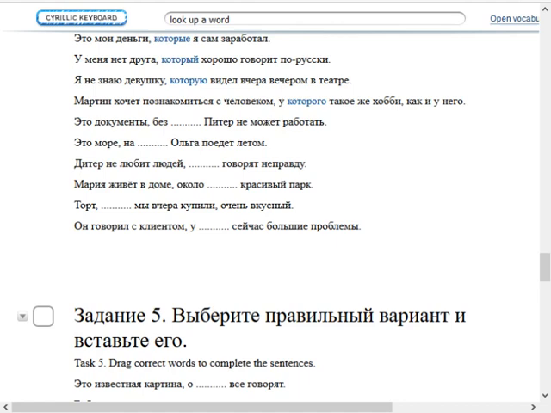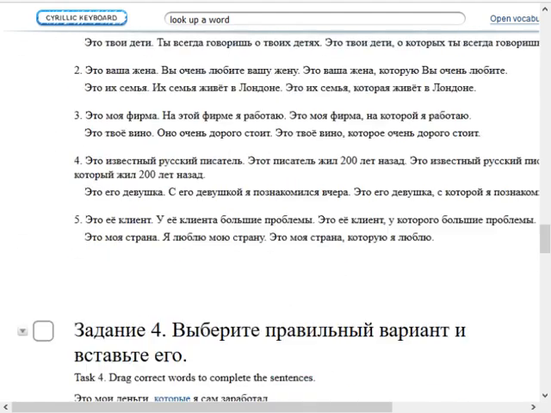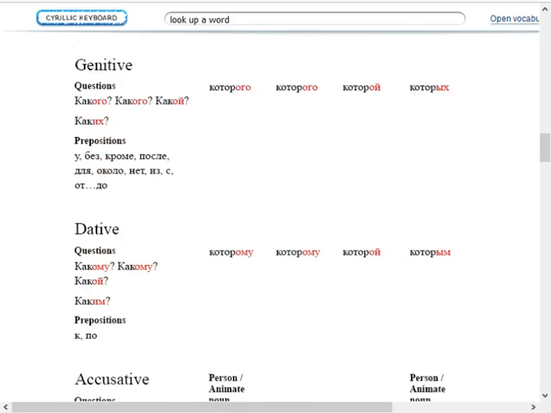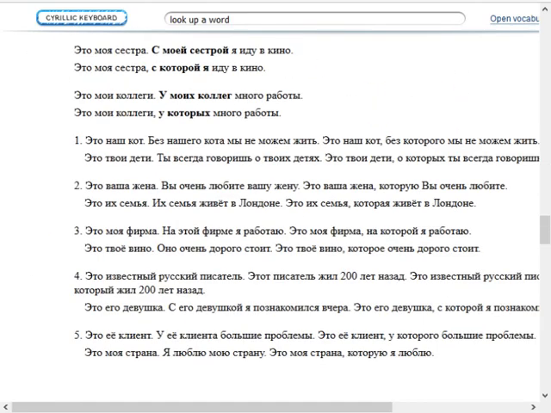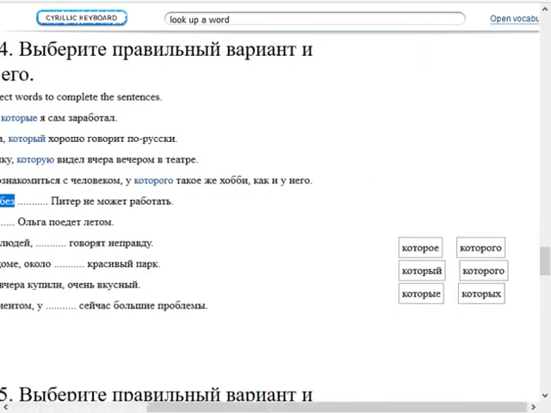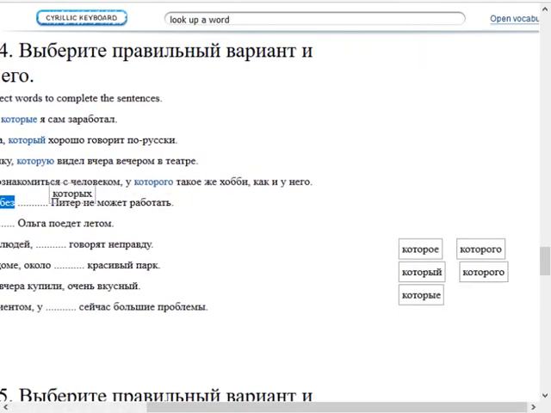Эти документы. These are the documents. So these are the documents without which Peter не может работать. These are the documents without which Peter cannot work. Documents, this is documents plural, and без, once again, it should be genitive. So what do we have for genitive plural? We have которых. So let's go ahead and put in которых.